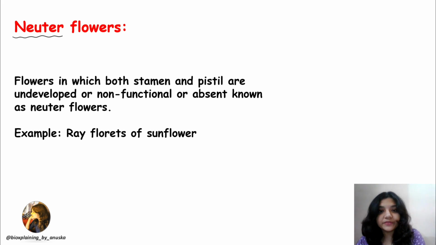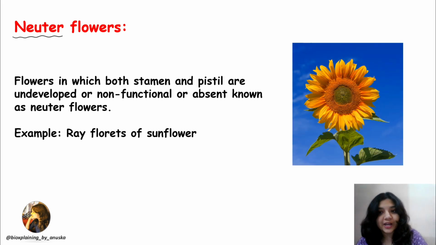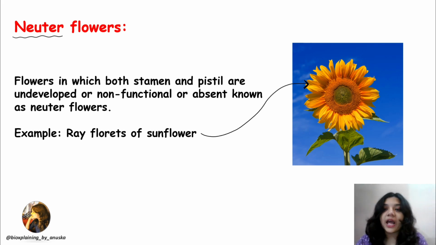So for example, we can have the ray florets of sunflower. So a sunflower has two kinds of florets to it. One is what we call the disc florets, and one is what we call the ray florets. So this outside part, the yellow parts that you can see outside, these are the ray florets of the sunflower and they are neuter. Right.